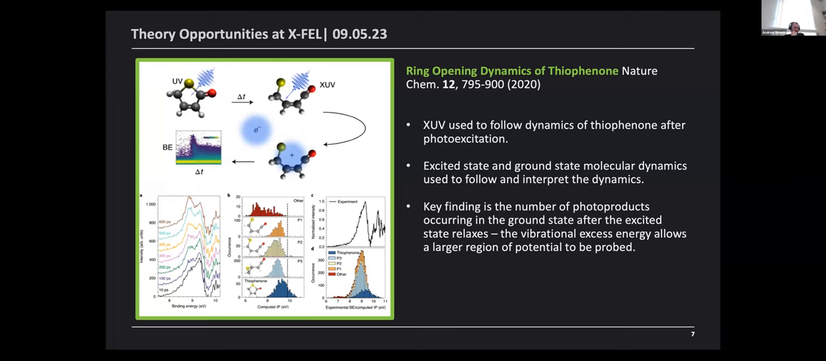A similar example was recently done in the ring opening dynamics of thiophenone, in which excited state molecular dynamics simulation could be used to identify the products after photoexcitation. What's interesting here is that the molecule is excited and then relaxes very quickly to its ground state, but is very vibrationally hot. That excess energy means that it's able to search a larger region of the potential energy surface and form a wide variety of different products involving this kind of triangle form, hydrogen transfer form.